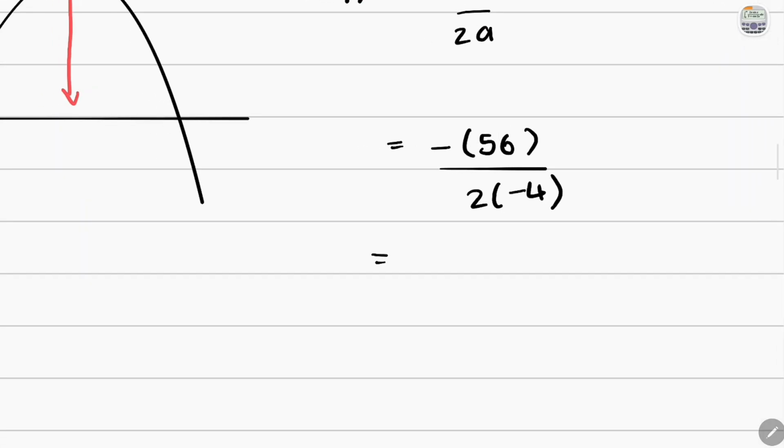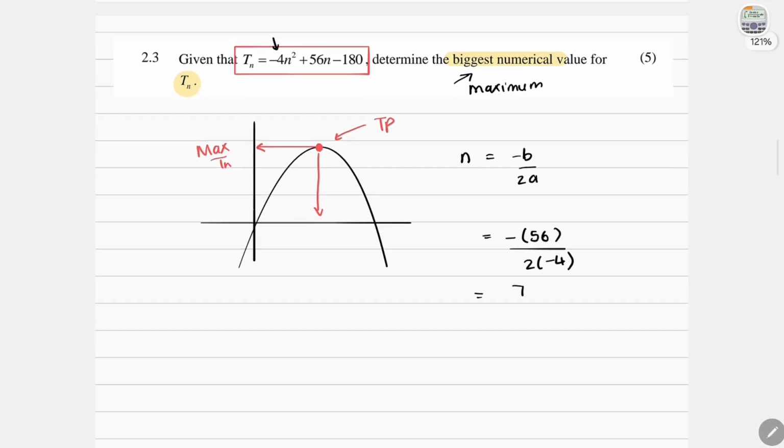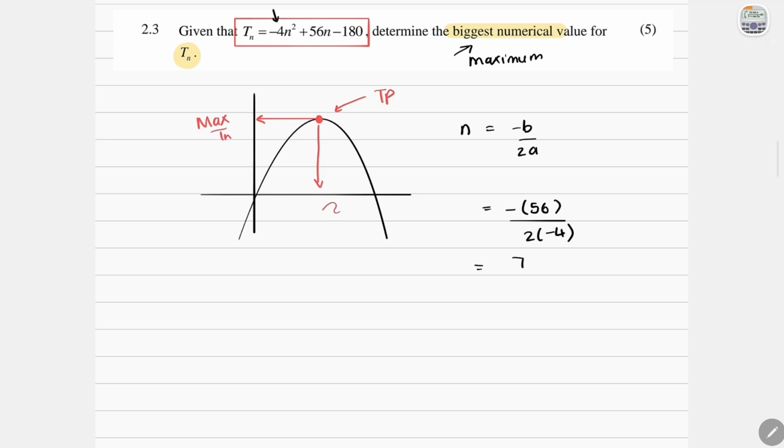So negative and negative will just cancel. We know that 2 times 4 is 8. 56 divided by 8 gives us 7. So we have 7 over there. And now we can finally take this. So this is just the n value.